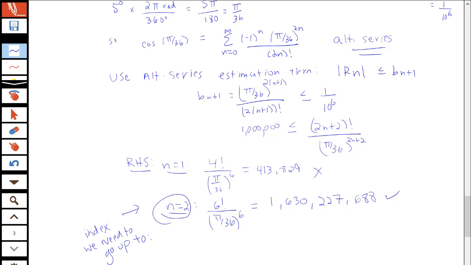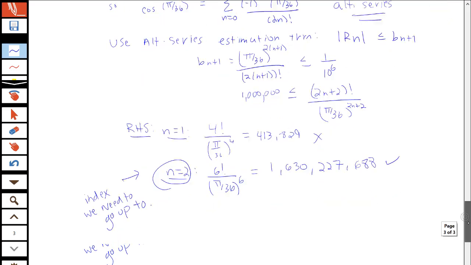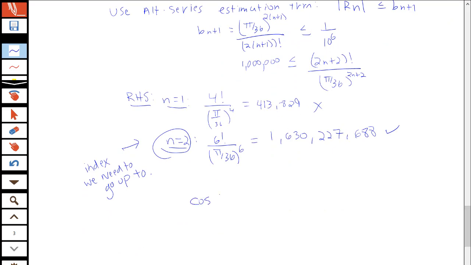That's the same thing as the number of terms when n starts at 1, but since I have n starting at 0 here, I need to do cosine of pi over 36, which we know is cosine of our 5 degrees, is approximately equal to the sum from n equals 0 to 2 of negative 1 to the n, pi over 36 to the 2n, over 2n factorial.